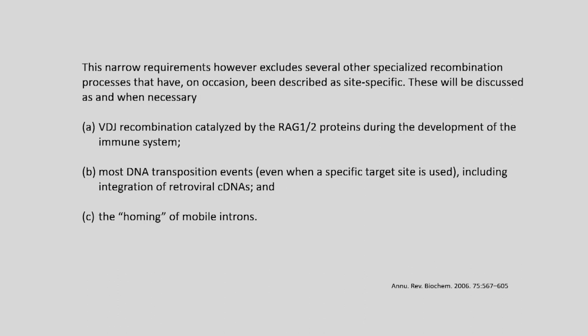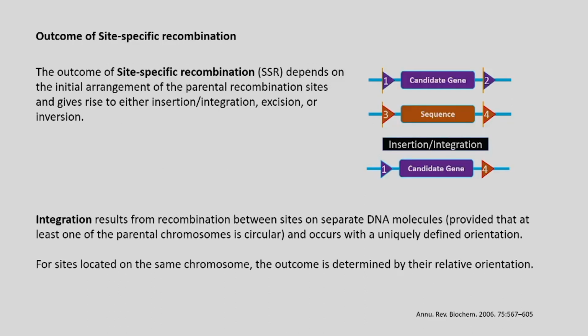Some of these are VDJ recombination catalyzed by the RAG1-2 proteins during the development of the immune system or immune reactions. Most DNA transposition events, even when a site specific target is used, including integration of retroviral cDNAs and the homing of mobile introns. What is the outcome of the process of site specific recombination?